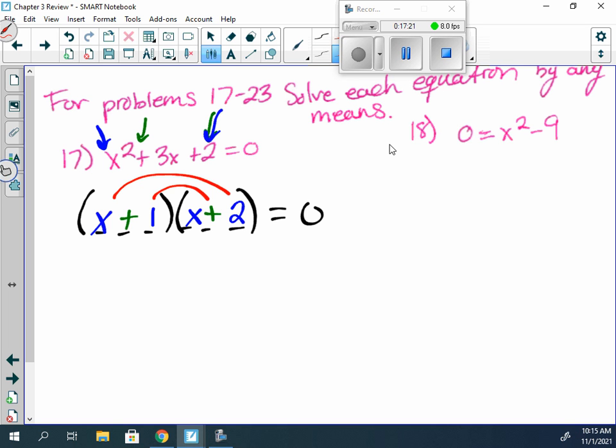And lastly, over to the side, we can check it. X times 2 plus 1 times x gives us a total of 3x. Is that what we wanted for the middle term? Okay. So this will factor. And since I have two things multiplied together equals 0, one of them must be 0. So we can say x plus 1 is equal to 0, or x plus 2 is equal to 0.